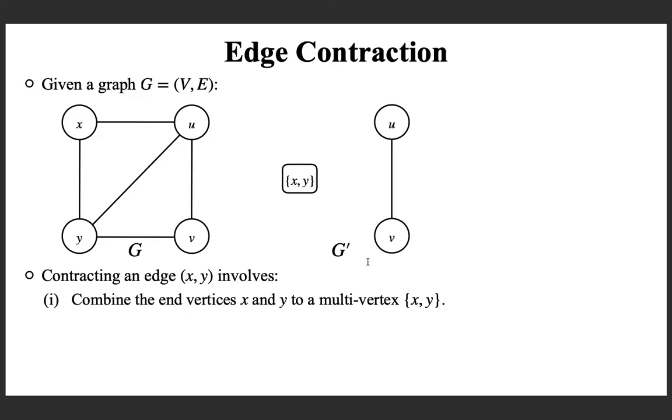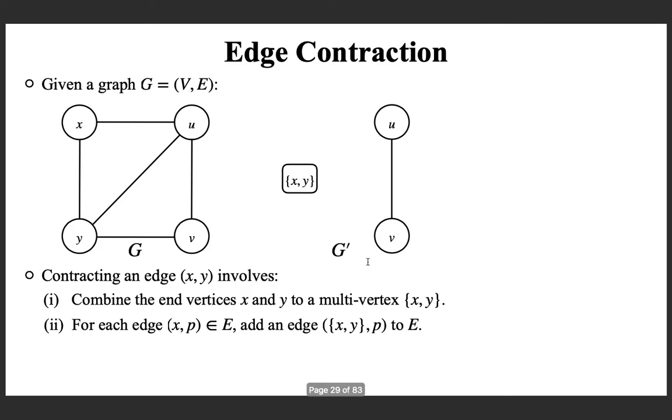Now, what else do you have to do? For each edge outgoing from x, in this case there are xu and xy, what do you add? You add that edge from the combined vertex. If there is an edge going out of x, you add it from the combined vertex. You don't mind about y.